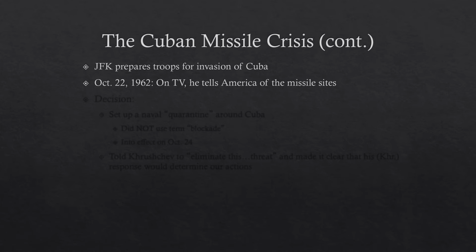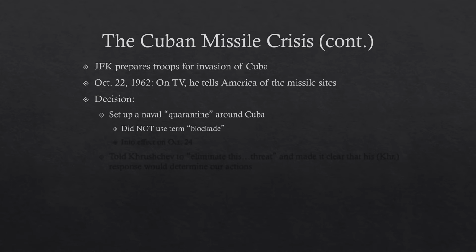And on October 22nd, 1962, he goes on national television and tells the American people that the Cubans have missiles pointing at the United States. He wanted to keep the American people in the loop, and once again, utilizing television. Now, of all of those options, his decision is really genius. He sets up a blockade. He doesn't use the term blockade because, like I said, a blockade is an act of war. What he uses is the term quarantine, which you are all familiar with what that means these days.